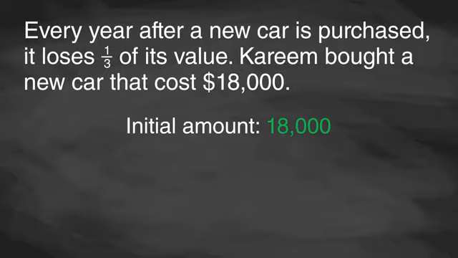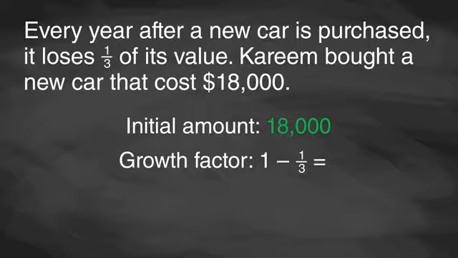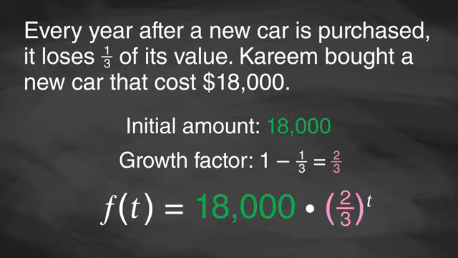The initial amount is $18,000. The growth factor is 1 minus the decay rate, which was given as 1/3. So the growth factor is 2/3. Every year, the car loses 1/3 of its value, so 2/3 of its value remains. The equation is f of t equals 18,000 times 2/3 to the t power.